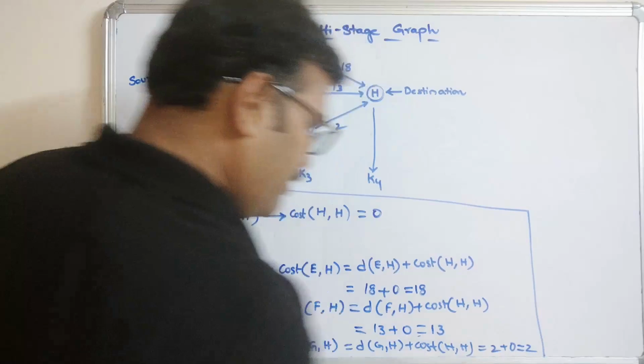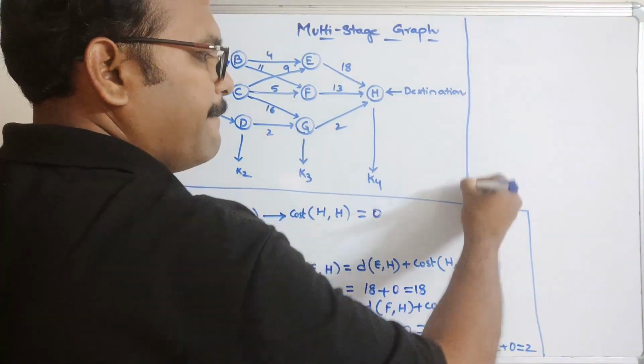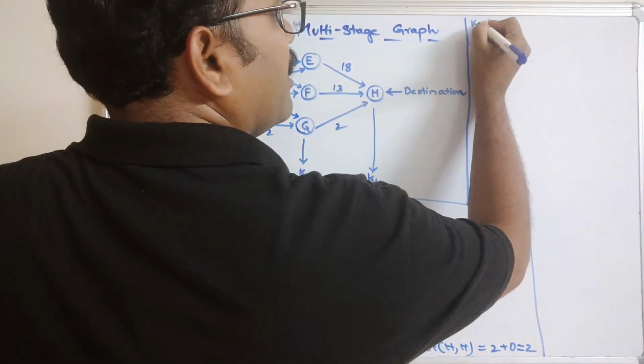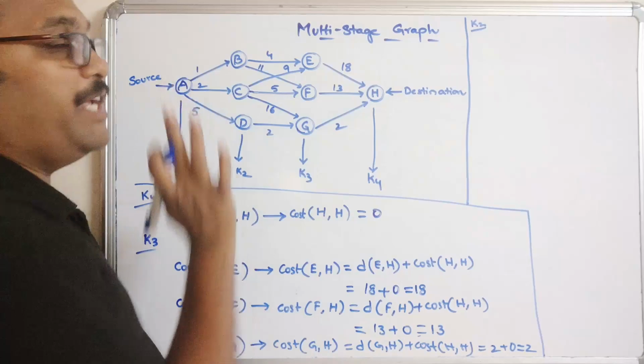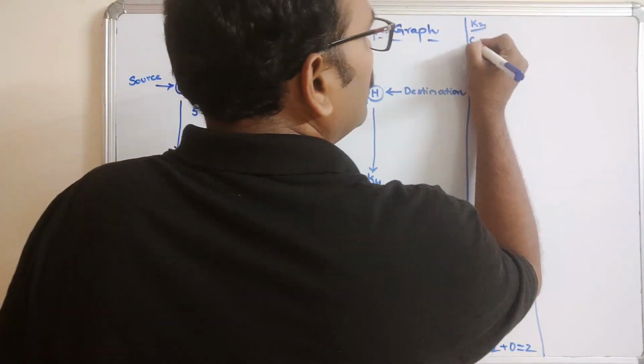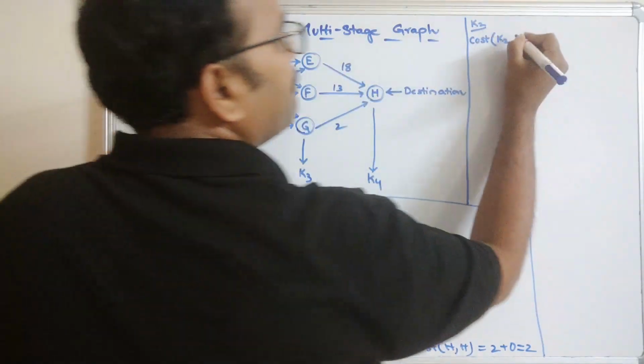So we have completed K3. Now we need to move with K2. So K2 vertices are D, C, B. Now let us find out the cost of K2 comma B.